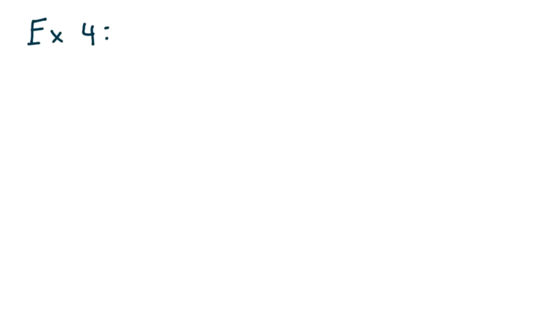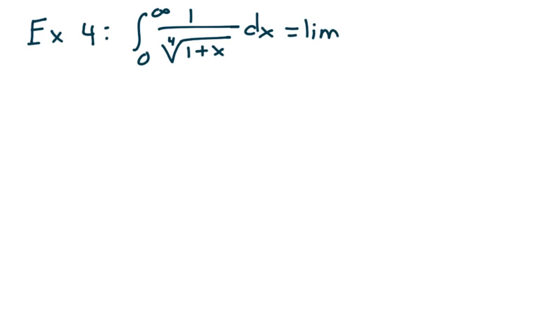Suppose I give you the following. Suppose I give you the integral from 0 to infinity of 1 over the 4th root of 1 plus x dx. This is equal to the limit as t goes to infinity of the integral from 0 to t of, if you don't mind, I'm going to write this as x plus 1 to the negative 1/4 dx.